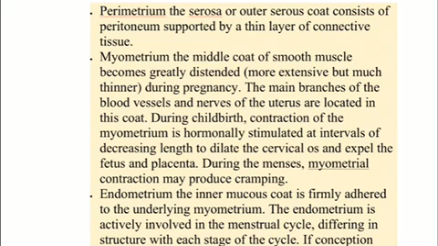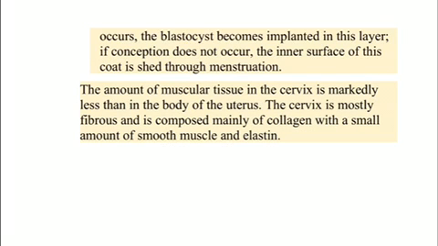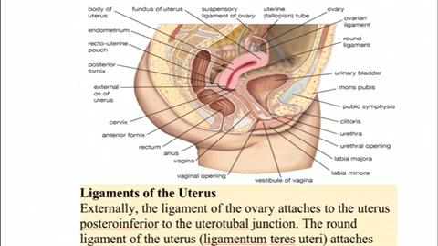Endometrium is the third layer you have in the wall of the body of the uterus. The endometrium is the inner mucous coat. It is firmly adherent to the underlying myometrium. The endometrium is actively involved in the menstrual cycle. It differs in structure with each stage of the menstrual cycle. If conception occurs, the blastocyst becomes implanted in the endometrium. And of course, posterior to the uterus is the rectum.